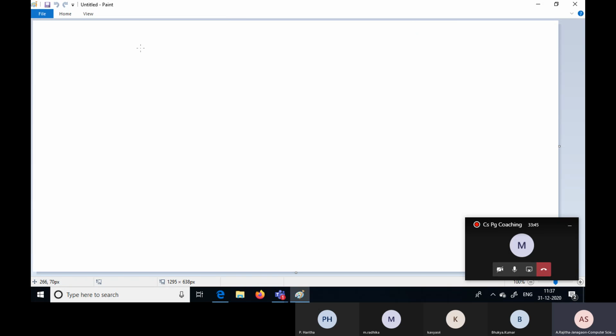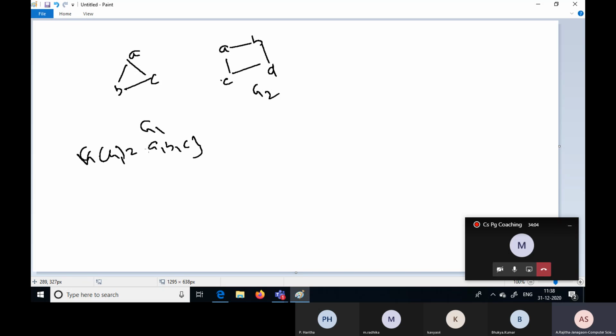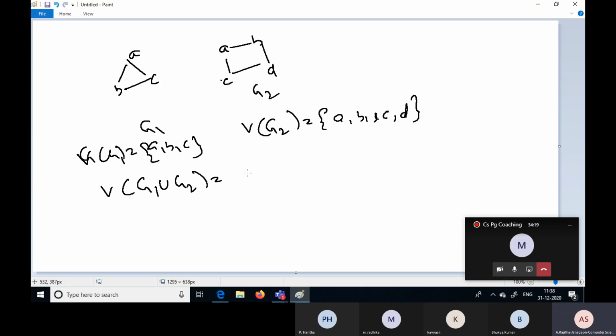A, B, C. Next A to B and C. Next like this D. So this is G1, this is G2. The vertex set of G1 is A, B, C, and the vertex set of G2 is A, B, C and D. So the vertex set of G1 union G2 means A, B, C, D.